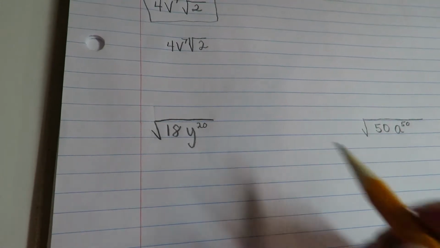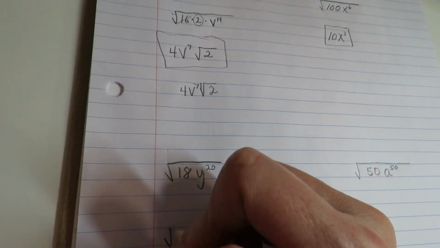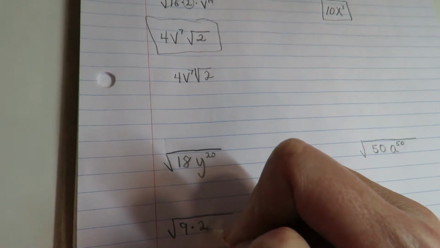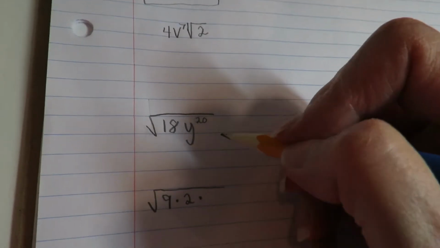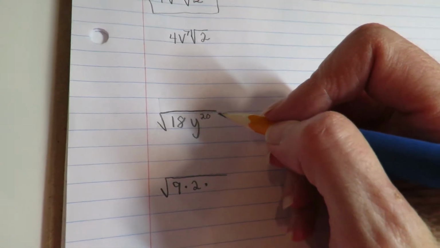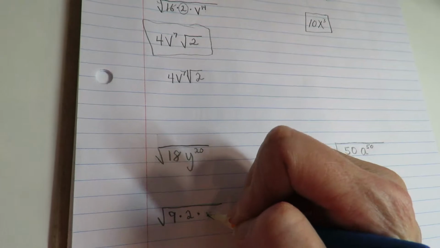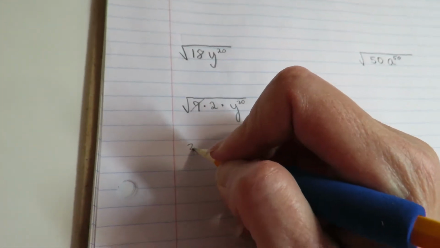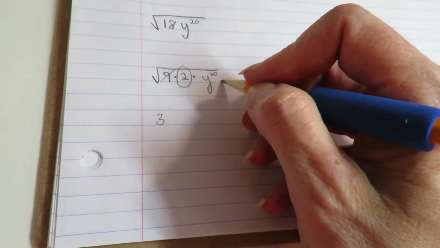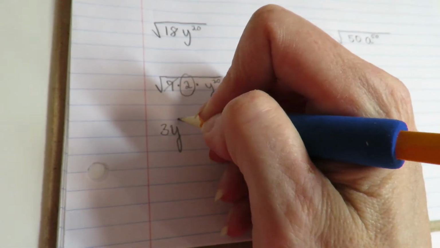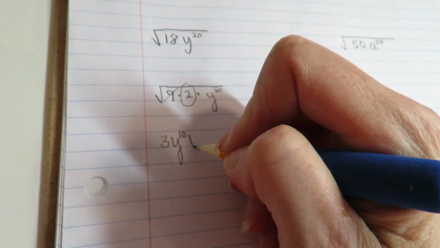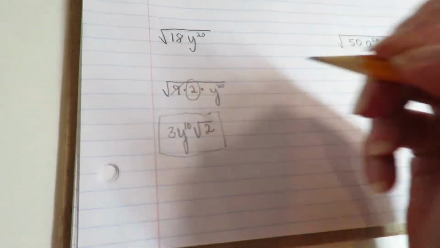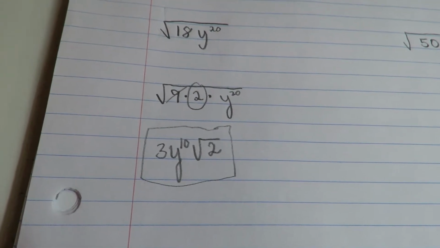All right, let's try the next one. The biggest perfect square in 18 is 9. So let's break this down into 9 times 2. And again, if it's an even exponent, it's already a perfect square. So we can leave that as 20. So the square root of 9 comes out as a 3. The 2 is left under. Half of the exponents is y to the 10. And then again, don't forget that guy that was left under, that square root of 2. Okay, and that's the answer to this one.